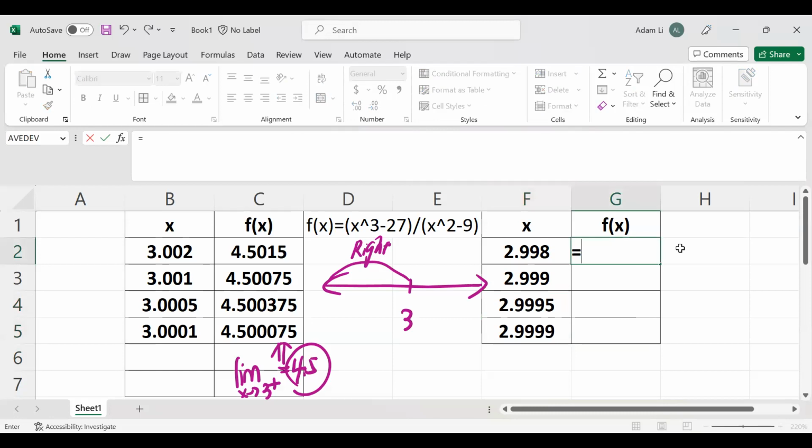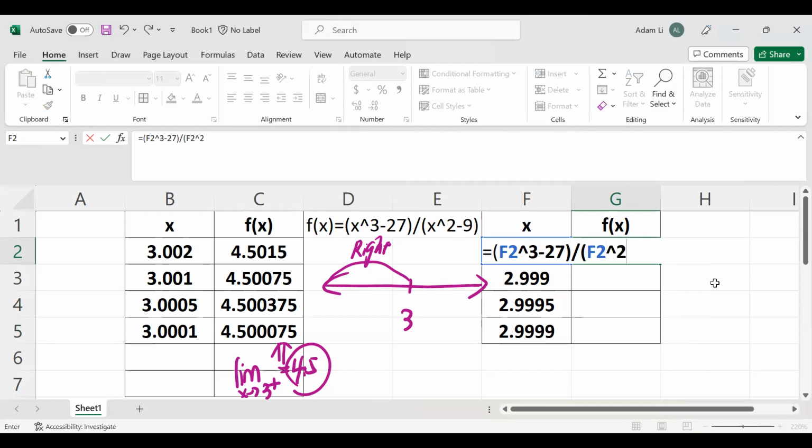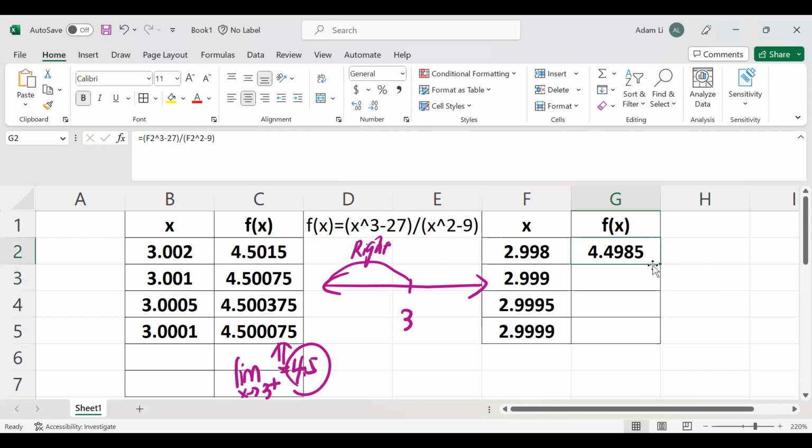Now one more time, you put the equal sign here, right? And we're going to take this number raised to the third power, minus 27. And then divide by the other one, which will be F2 raised to the second power, minus 9. Okay, and again, press enter, and drag it.